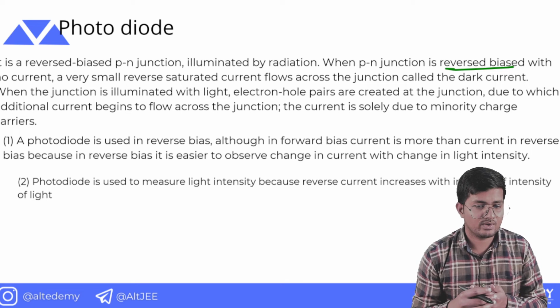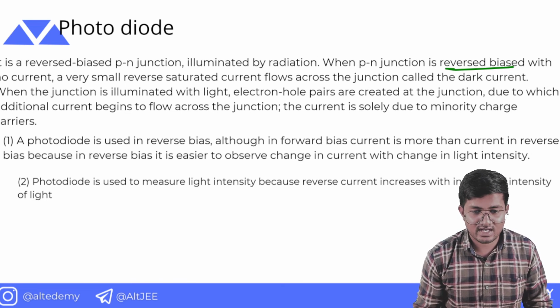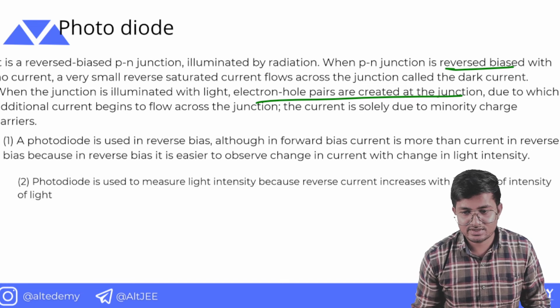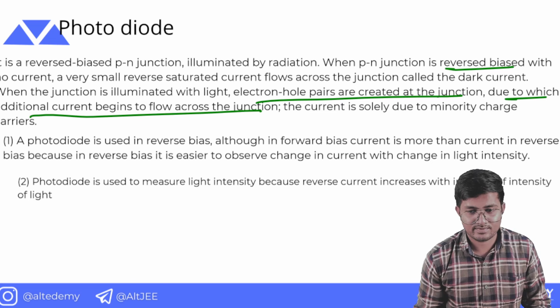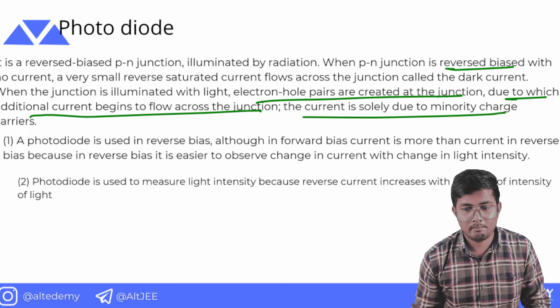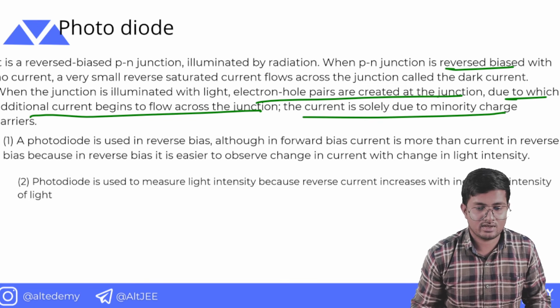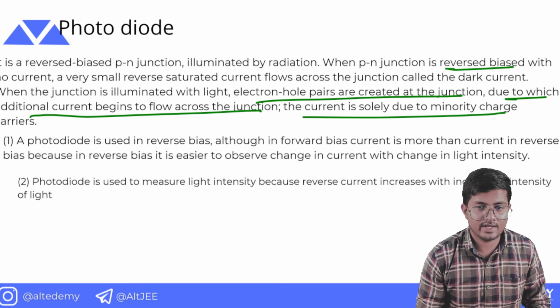So what happens is electron hole pairs are created at the junction, due to which additional charge begins to flow across the junction. All right, and this is due to minority charge carriers. So this was our photodiode.